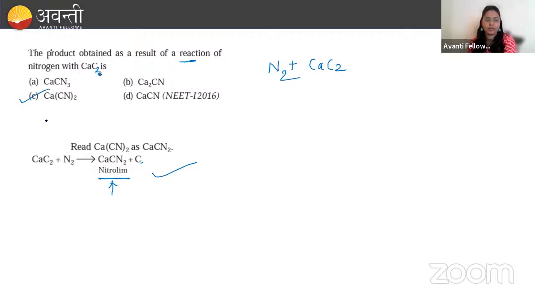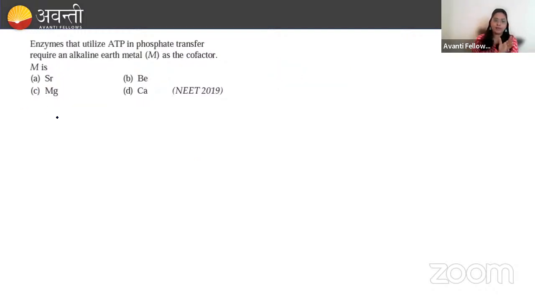Now let's talk about the next problem. The enzyme that utilizes ATP in phosphate transfer requires an alkaline earth metal M as the cofactor, and that metal is: strontium, magnesium, beryllium, or calcium. For ATP transformation, we have talked about this in the uses. Which is used for enzymes in order to produce ATP? Yes, any answers?